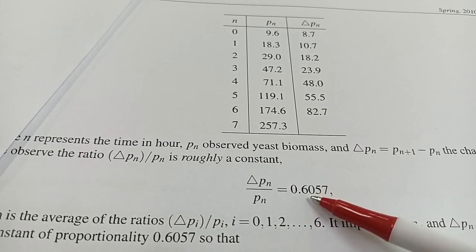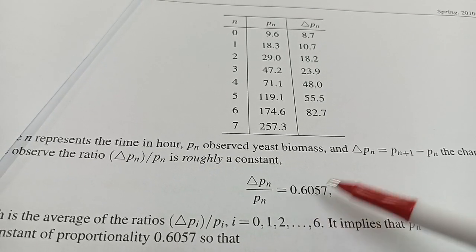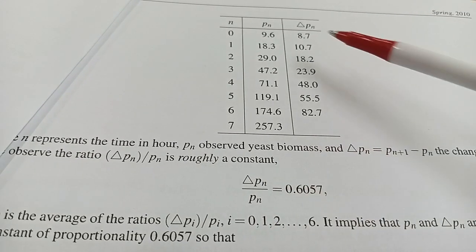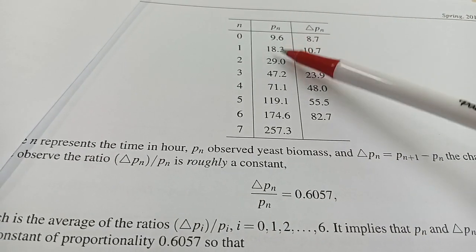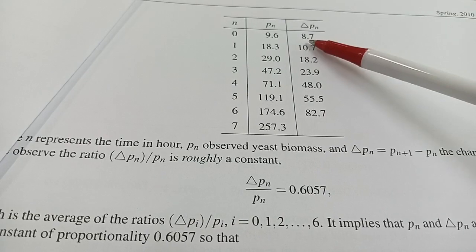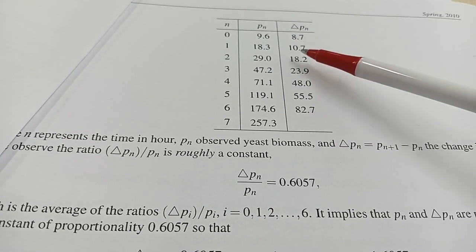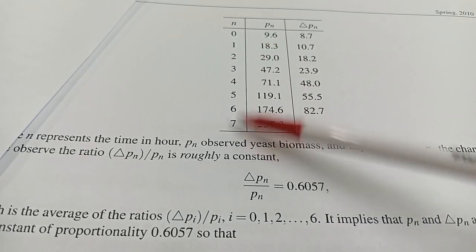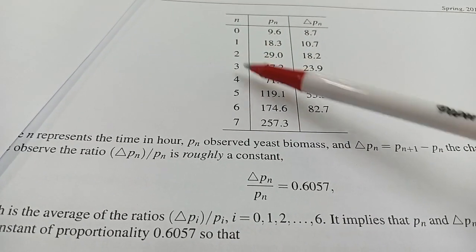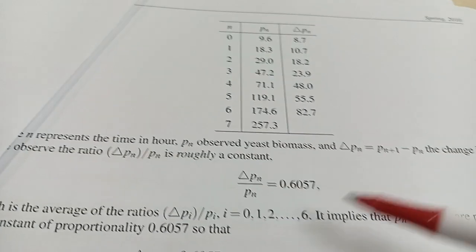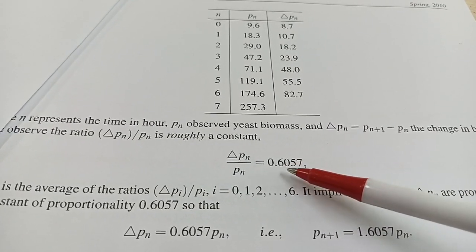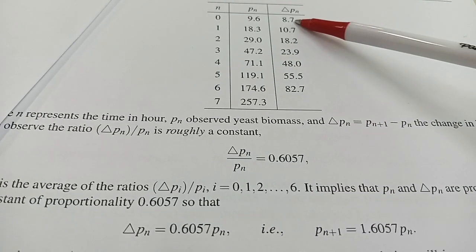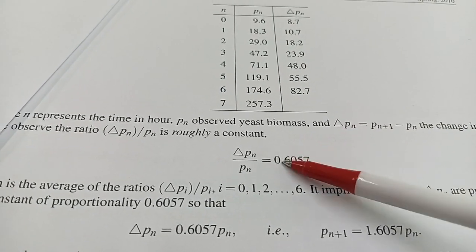But in this case, it is not the exact value, so we take the average of delta Pn over Pn. Take the values of delta Pn over Pn here, and then get the total, divided by what? 1, 2, 3, 4, 7. Divide by 7, so the value becomes 0.6057. I have calculated it and got this value.